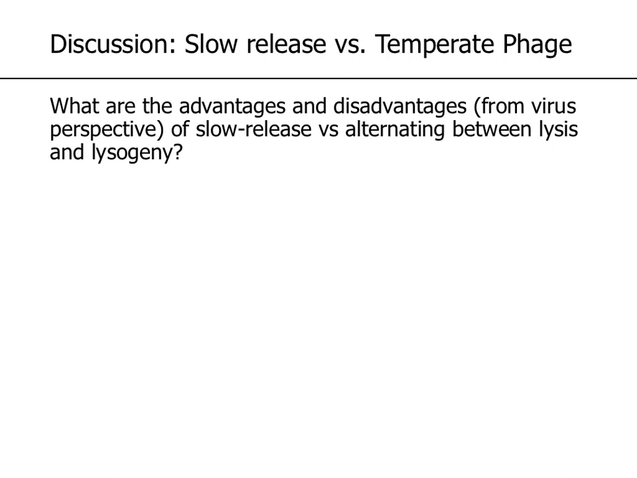All right, so let's see what you guys think about what are some of the advantages and disadvantages, from the perspective of the virus, of slow release versus alternating between lysis and lysogeny. So what might be reasons why a temperate phage would be better, or why might the slow release be better?